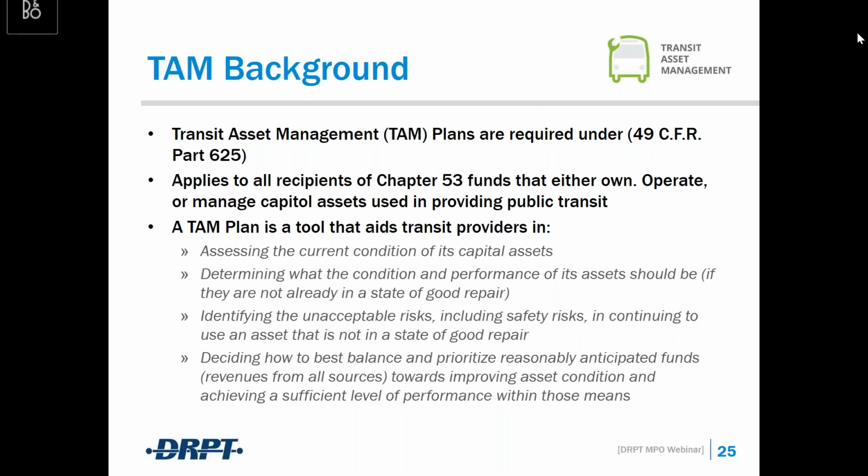This is a requirement that affects all of our public transportation agencies that provide public transportation using Chapter 53 funds, and applies specifically to their capital assets. This includes buses and buildings and structures that they own. It assesses the current condition, determines what condition and performance the asset should be, identifies unacceptable risks, including safety risks, and continuing to use the asset if it's not in a state of good repair. It's basically just a process to help balance limited resources to make sure we can prioritize funding for correct assets. Next slide, please.